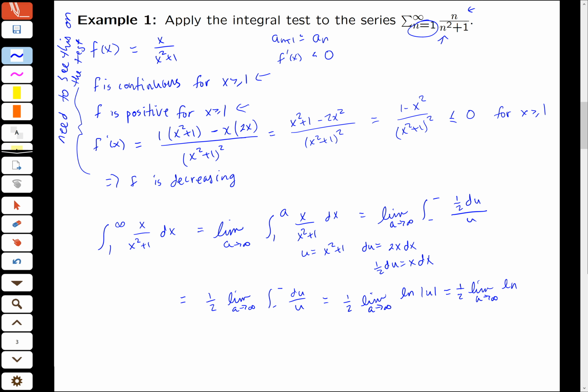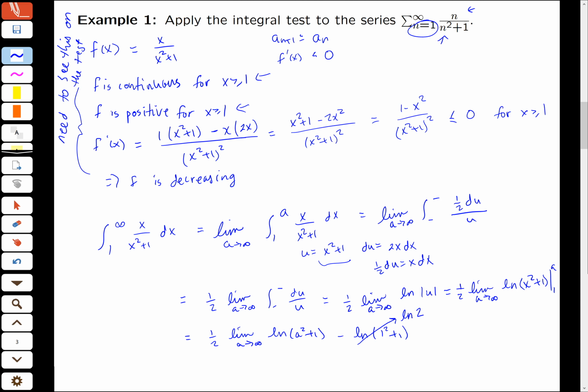And notice that u, which was x squared plus 1, is always positive, so I can drop the absolute value off and plug in our endpoints. So this becomes 1/2 times the limit as a goes to infinity of the natural log of a squared plus 1 minus the natural log of 1 squared plus 1. What is 1 squared? 1. Add that to 1. 2. Natural log of 2, we'll just write that.